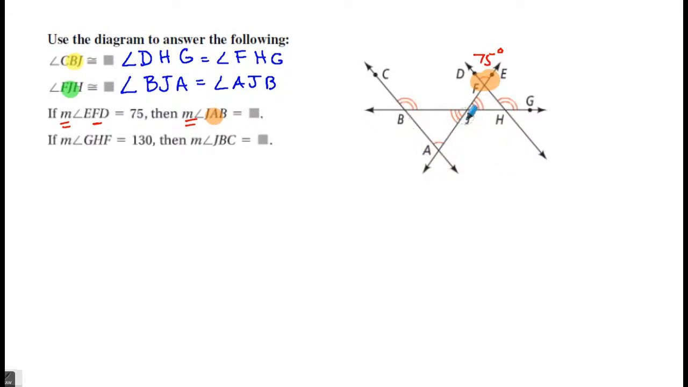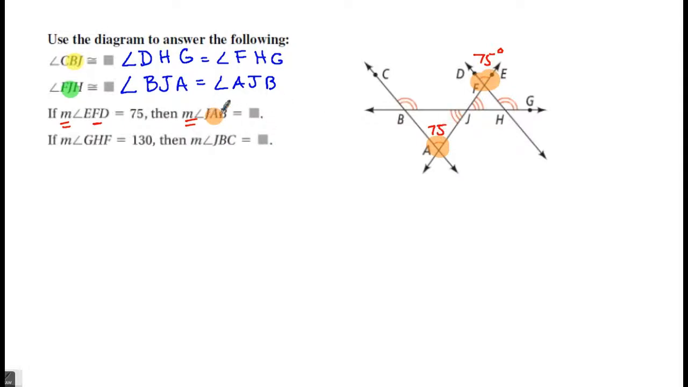So these two in orange, those are the two angles we're talking about. Well, if this is 75, you can see the little swoosh. They have one little curve. So that means they are the same. So therefore, we know that this angle is also 75 degrees. So therefore, angle GAB is also equal to 75 degrees. All right, moving on to this one.